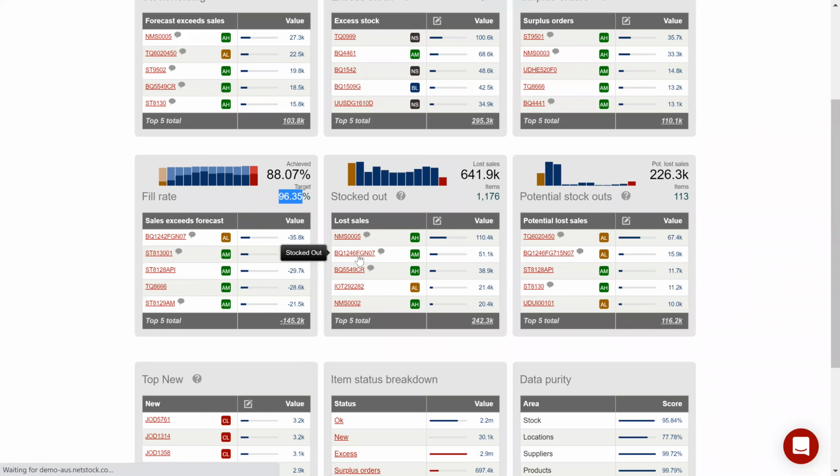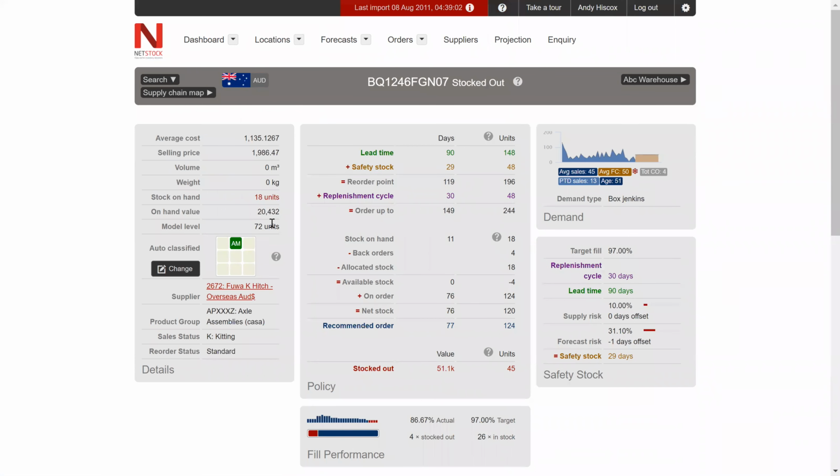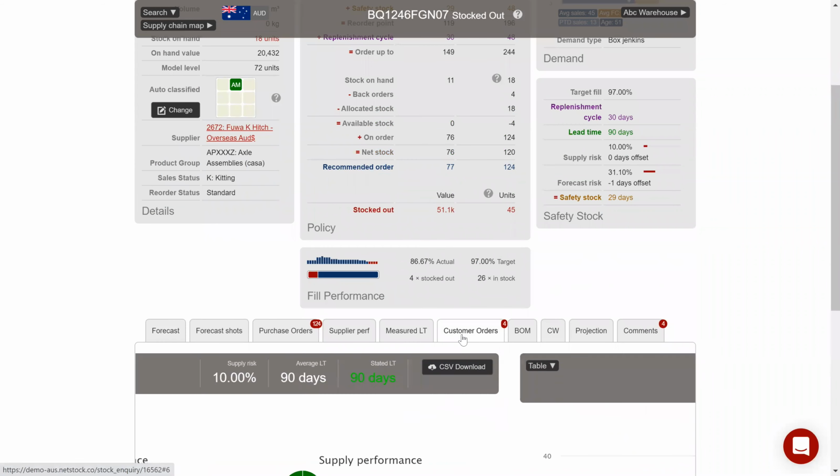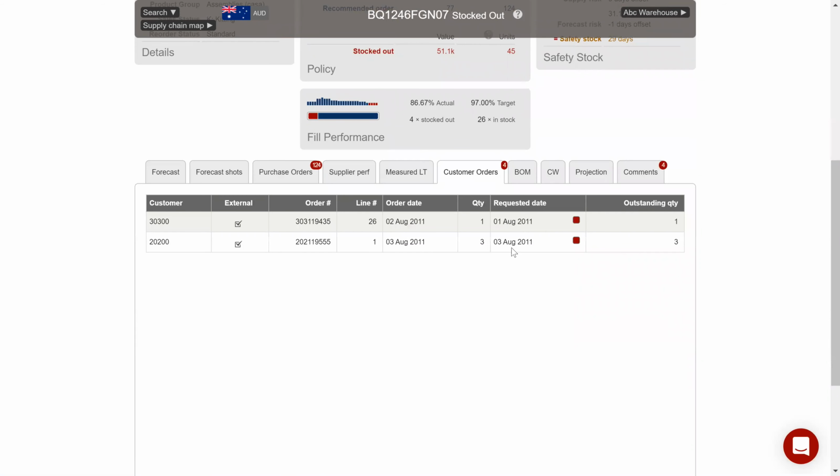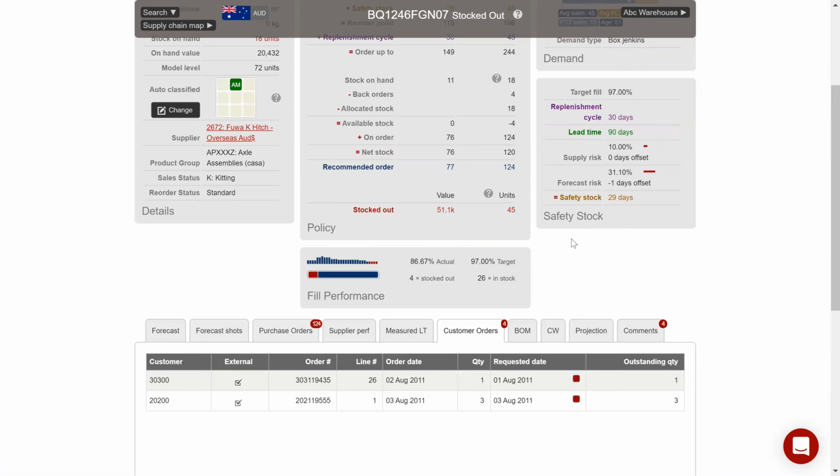Let's just quickly look at an individual product. We can see how it computes the stock outs for us. Here you can see I've got 18 on hand. I do have some customer orders for 1 and 3, which are past their promised delivery date. That's why they're in red.